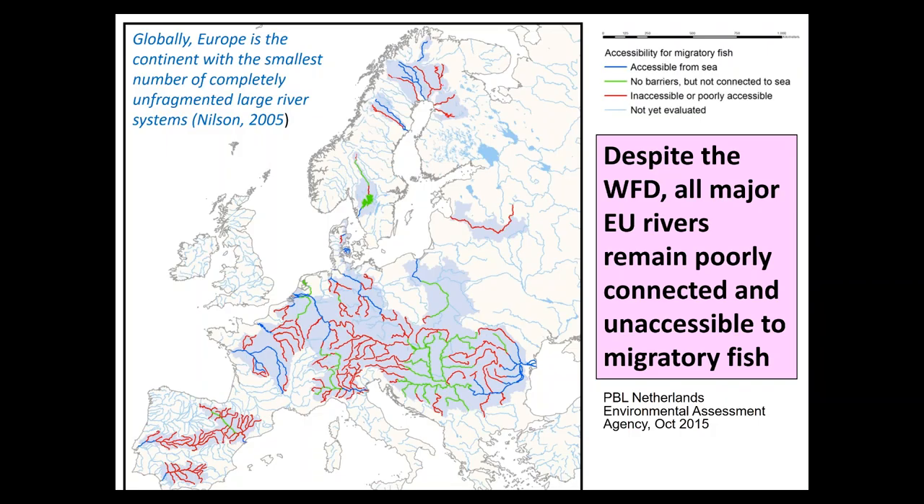This is another example. This is a 2015 Dutch study by the Environmental Assessment Agency of the Netherlands, based on existing information on river fragmentation, always on large river systems. It shows, first of all, that there is not a complete picture of river fragmentation at the European scale, and that, however, with this information, fragmentation seems to be quite widespread across Europe, even if some unfragmented areas still remain, for example in the Balkan area.